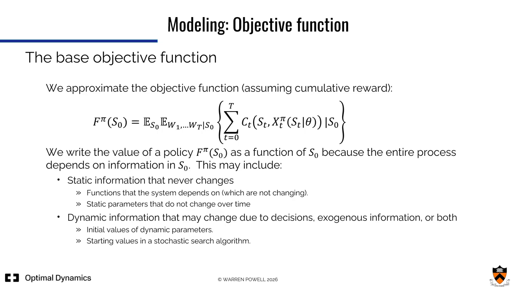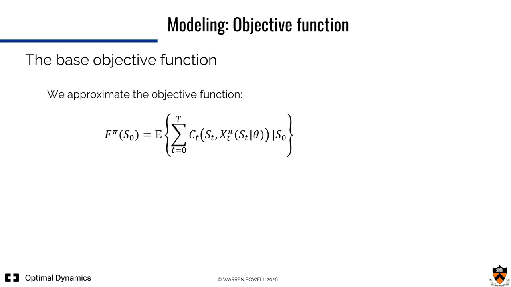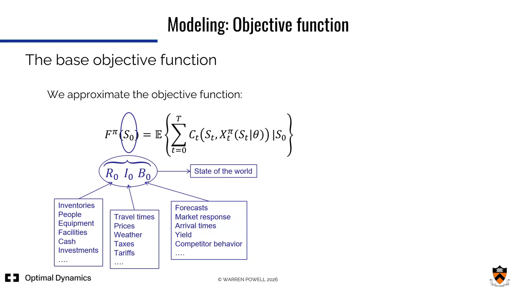The initial inventory, the initial price. Or it could be the starting values in a stochastic search algorithm. By the way, sometimes X here is actually an algorithm like a stochastic gradient algorithm, and the S0 is my initial starting point. Now, the way we approximate the value function, that S0 consists of the initial physical state R0.